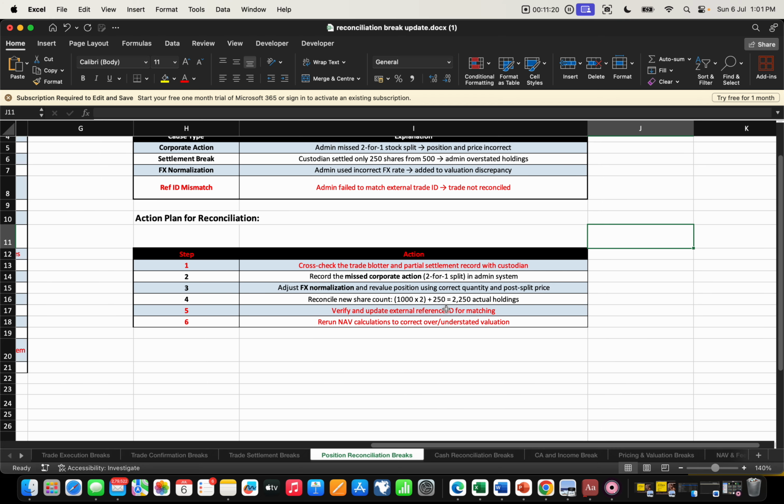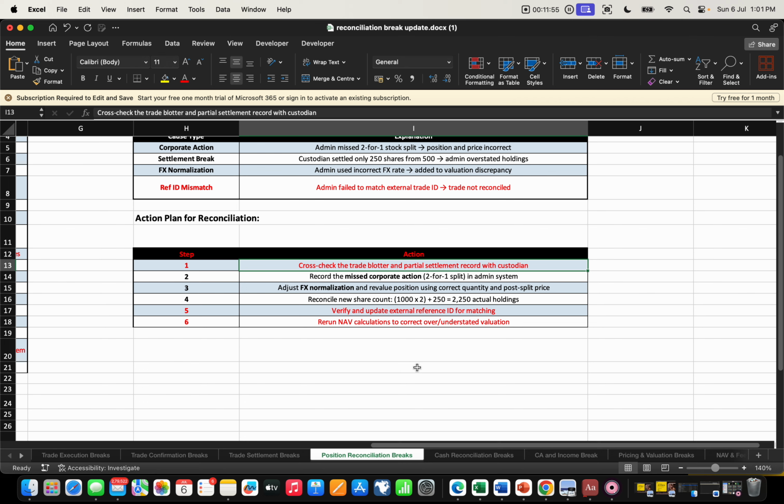Action plan for reconciliation. If you are a reconciliation person, these are the steps you follow. Cross check with the blotter and partial settlement record with the custodian. You have to directly send the email, cross check with the blotter, and check with the custodian what they are reflecting. Record the missed corporate action, 2 for 1 stock split, in the admin system. Record it in the system after the confirmation is received. Adjust FX normalization and revalue positions using the correct quantity and post-split price as well.